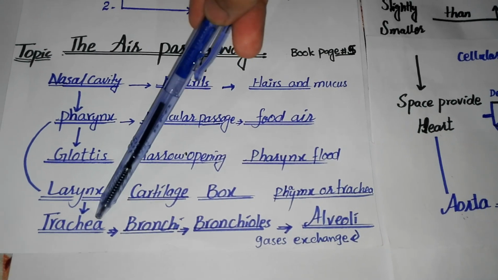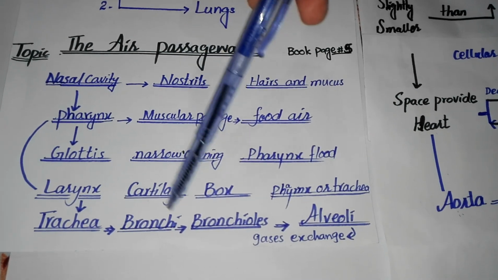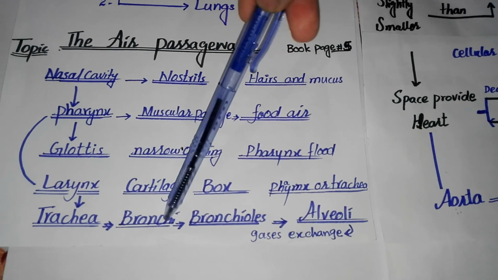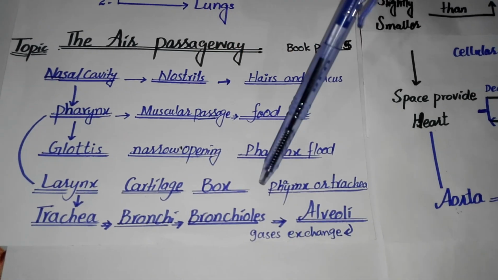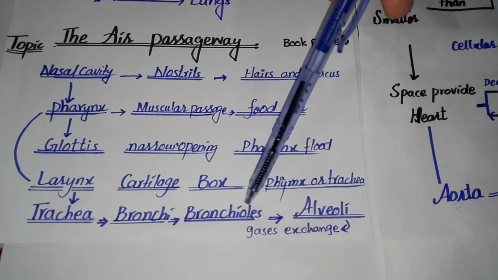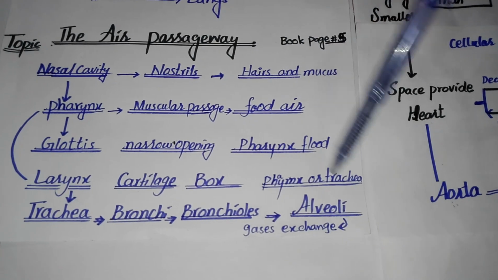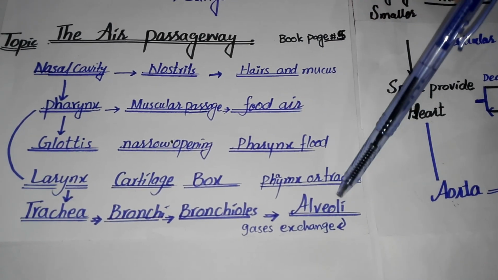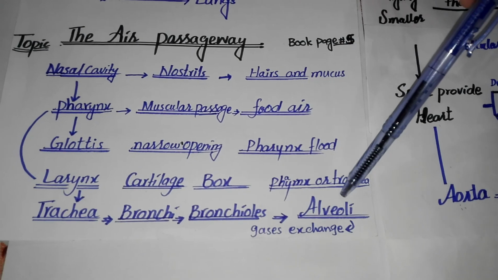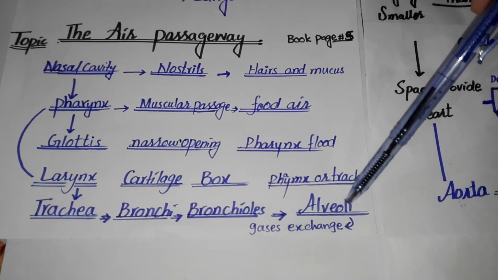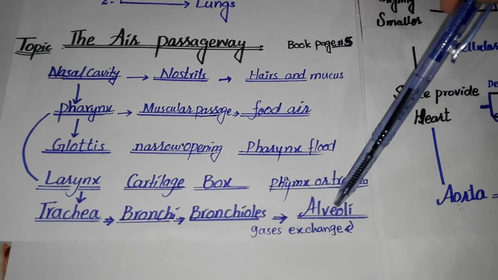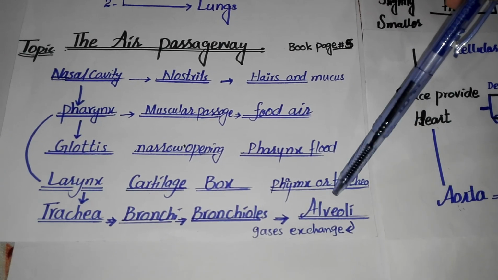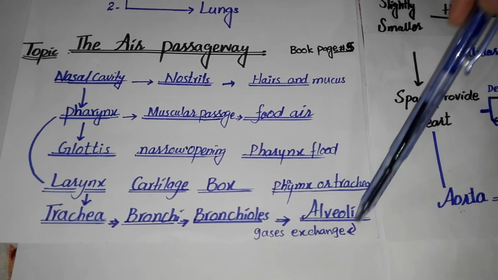Trachea is the windpipe that further divides into two branches, the bronchi. Bronchi further divide into the bronchioles in the lungs, and these bronchioles further divide into the alveoli. Alveoli are the sac-like structures present in the lungs, and they contain the respiratory site. We can say that the gaseous exchange takes place through these sac-like structures.